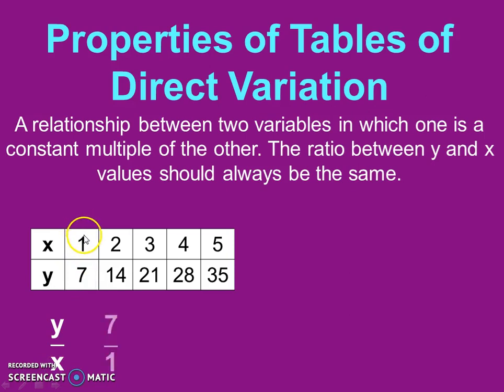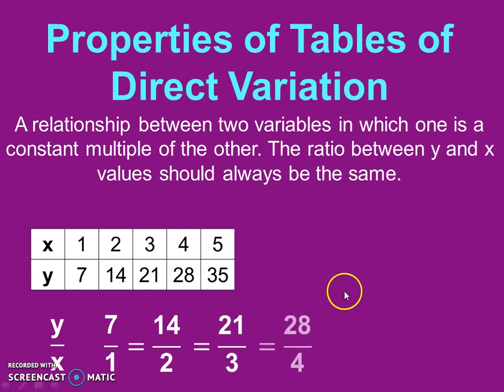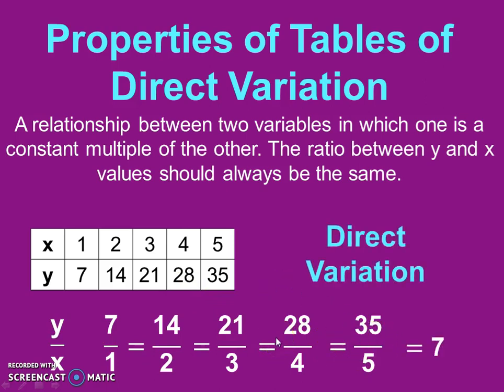So 7 over 1, that's just equal to 7. When I do the next point, 14 over 2, that's also equal to 7. When I do 21 divided by 3, that equals 7. 28 divided by 4 is equal to 7, and 35 divided by 5 is equal to 7. Notice how two ratios that are equal to one another, we call that a proportion. So this is a proportional relationship, which I mentioned earlier in the video. That's another word for direct variation. So the ratio is always the same. As long as the ratio is always the same between y and x, that means it's going to be direct variation.